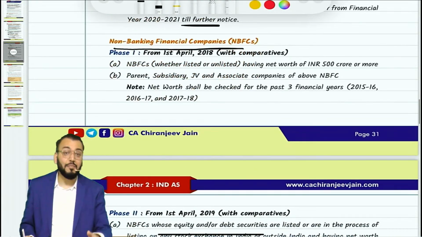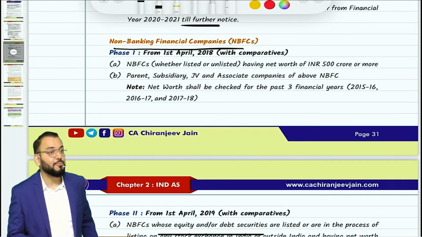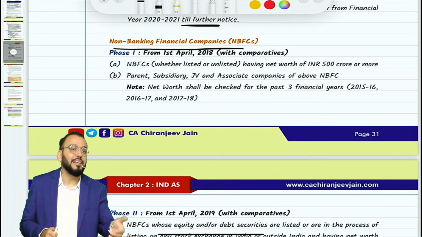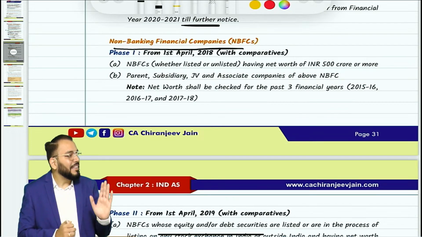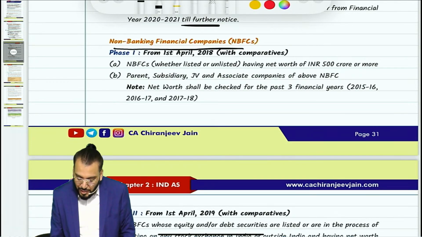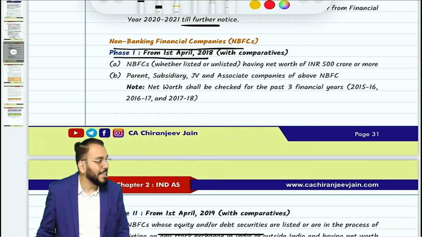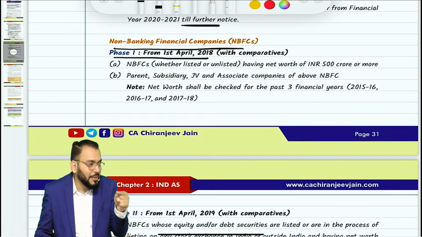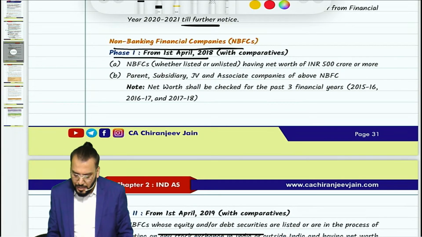Now for non-banking financial companies, because there was no specific act, Ind AS can be applicable. So it became applicable, and the first phase came from what? 1st April 2018. After 1/4/2017, which year will come? 1st April 2018.